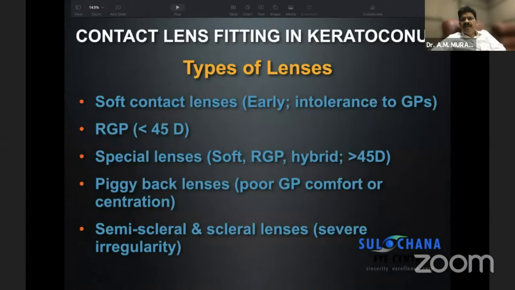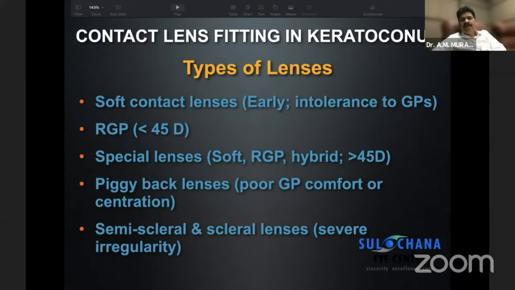Coming to the lenses that we have as options in keratoconus, as already has been dealt with, we have soft lenses, both spherical as well as toric lenses, and the RGP lenses, the regular rigid gas permeable lenses. As a cutoff point, you can say up to 45 or 46 diopters of steepness, I think you could still try a regular RGP lens for a case of keratoconus.